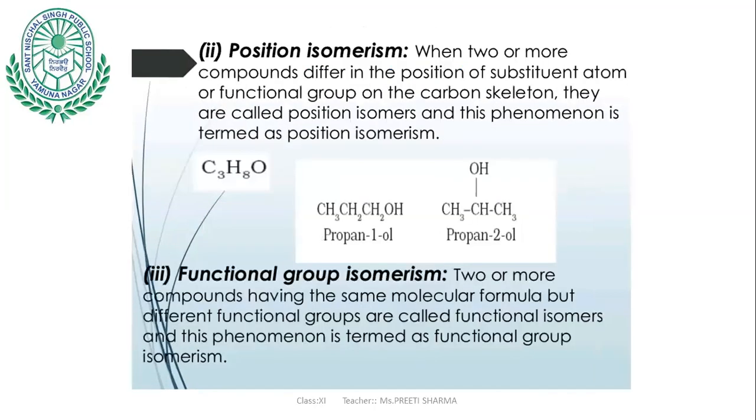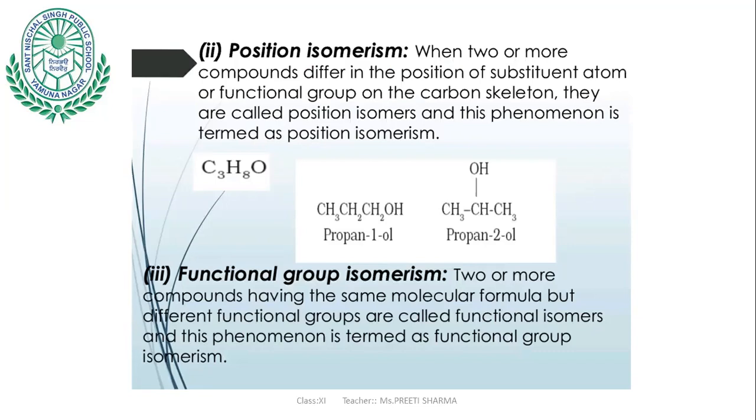Second is position isomerism, students. When two or more compounds differ in the position of a substituent or a functional group in the carbon skeleton chain, they are known as position isomers. They differ only with respect to the position of the functional group or substituent. As you can see in the example C3H8O, an alcohol, propan-1-ol and propan-2-ol are both position isomers, because the formula is the same, but they differ only in the position of the functional group attached to the carbon atom.